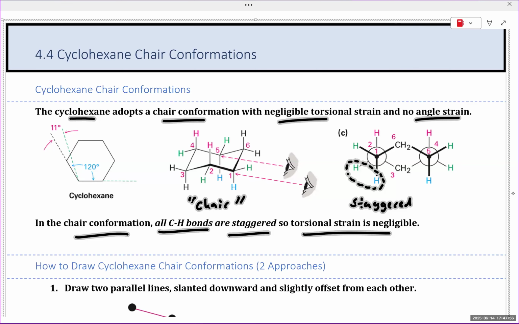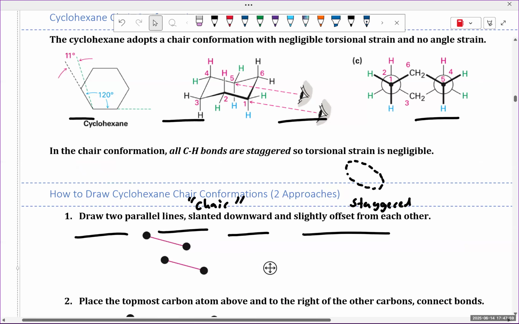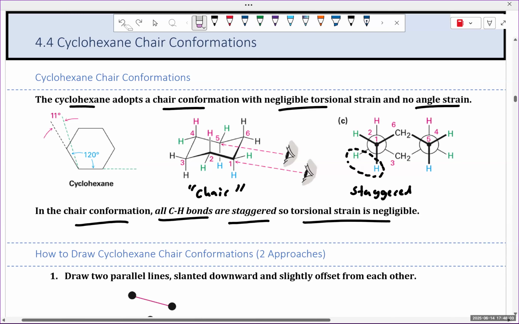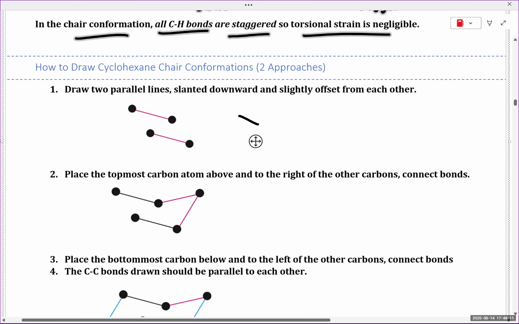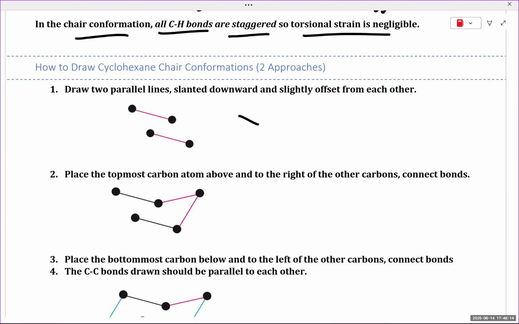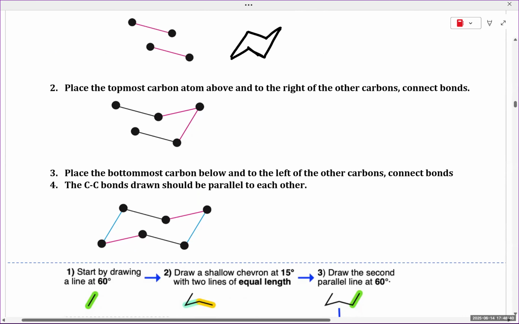Now, how do we draw a chair conformation? Let's talk about some how-to guides because you're going to have to really be used to drawing chair conformations throughout this chapter. One method is to draw 2 parallel lines. You'll want to make sure these 2 lines are slightly offset, and that the angle is not too heavily sloped. From here, you place the topmost carbon atom above and to the right, and then place the bottommost carbon below and to the left. Make sure your carbon-carbon bonds are drawn parallel. So these 2 bonds are parallel to one another, as are these 2 bonds in the ring.